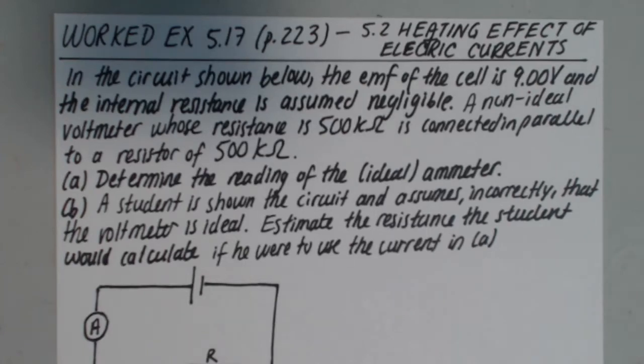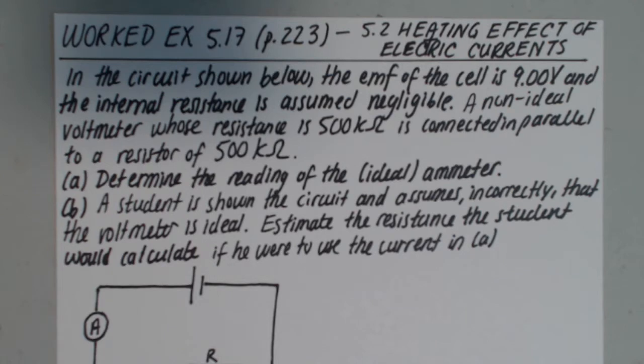Hello and welcome to worked example 5.17 on page 223 in the section 5.2 heating effect of electric currents. In the circuit shown below, the EMF of the cell is 9.00 volts and the internal resistance is assumed negligible. A non-ideal voltmeter whose resistance is 500 kiloohms is connected in parallel to a resistor of 500 kiloohms.